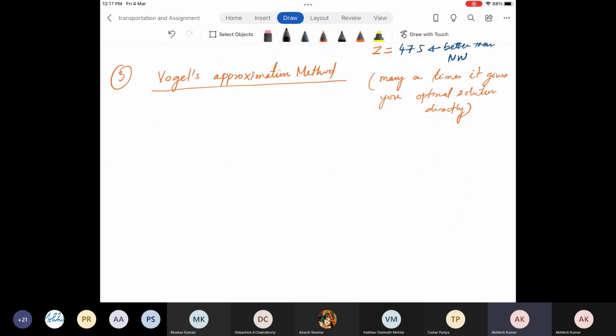As you have expected, it will be a little involved because it is the best method available. So whenever you are trying to solve a problem using Vogel's approximation method, keep a lot of space on your right and the bottom.